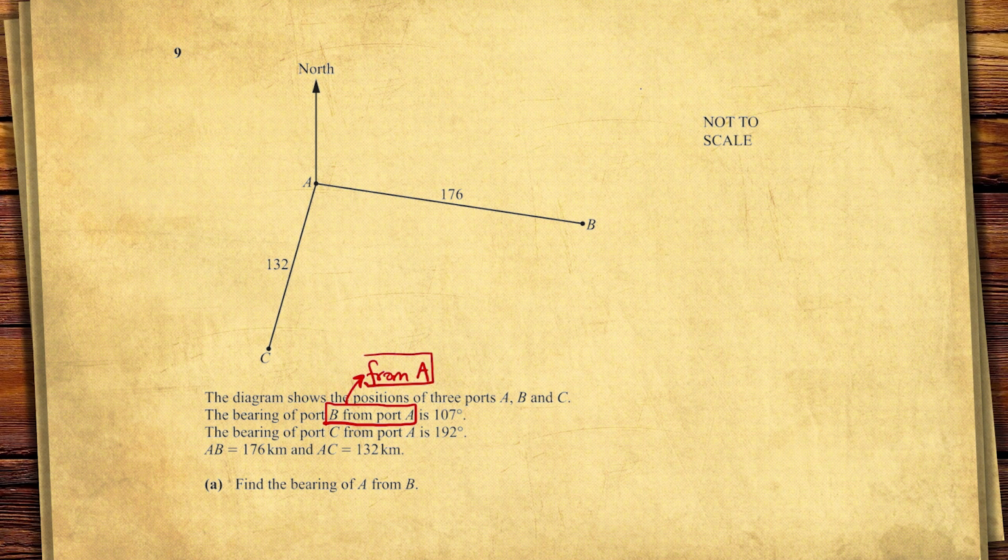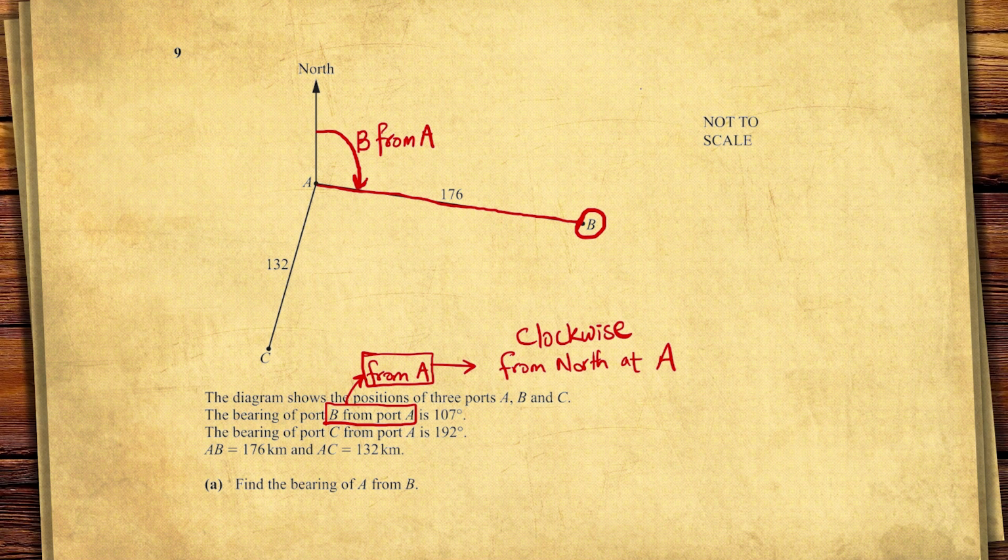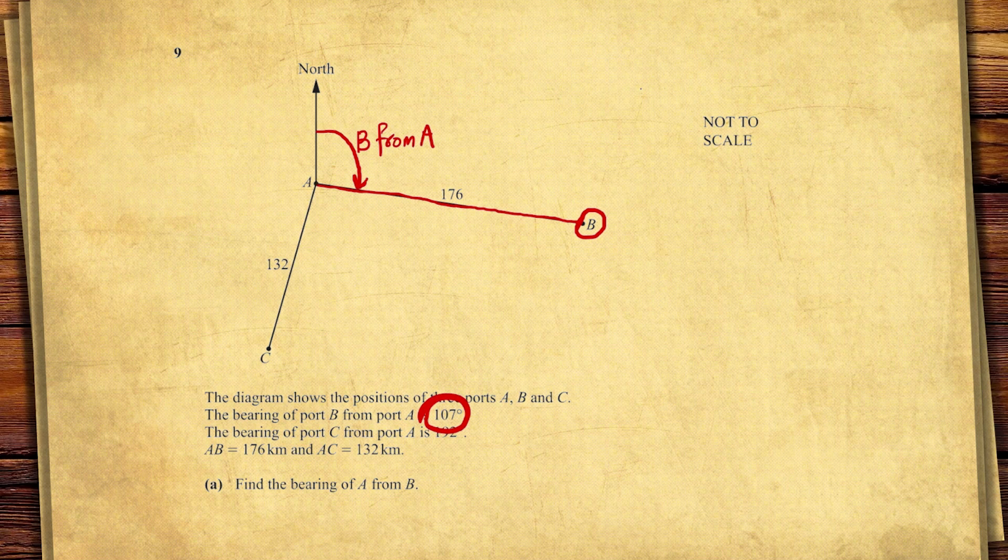Now from A means from the north at A. This is A and this is the north at A. And bearing is clockwise, so it means clockwise from the north at A. So clockwise from the north at A to the line joining A with B is the bearing of B from A, and that is 107 degrees. So bearing of B from A is 107 degrees.